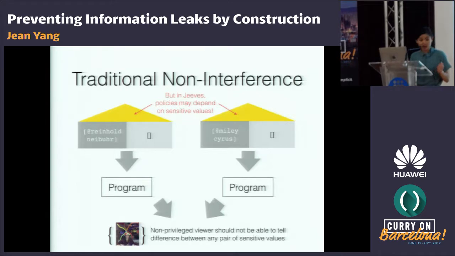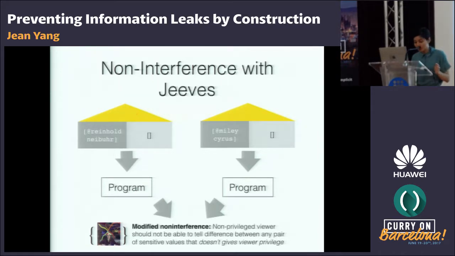And so how we handle this is we have a modified non-interference theorem that says that a non-privileged viewer shouldn't be able to tell the difference between any pair of sensitive values that doesn't give the viewer privilege. So you can understand this as the space of sensitive values being split into two parts. There's the part of sensitive values that would give a given viewer privilege, and then there's the space of sensitive values that doesn't give the viewer privilege.